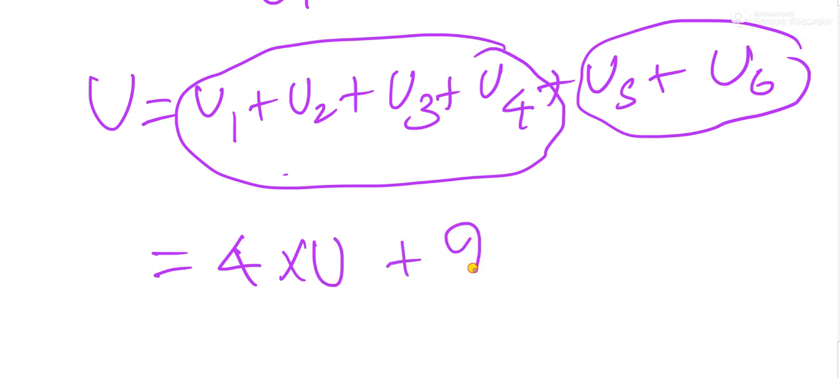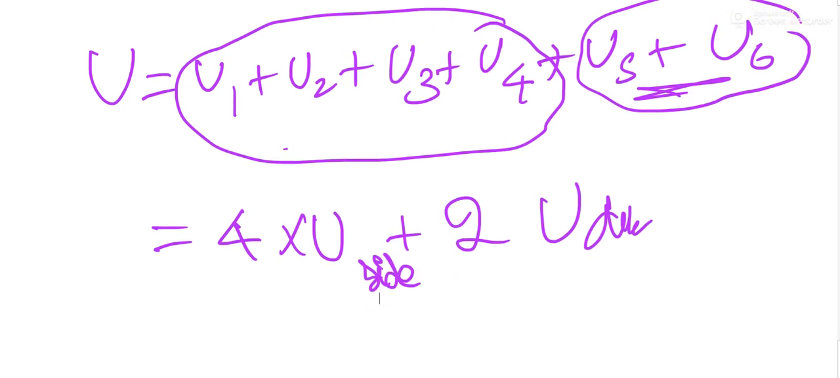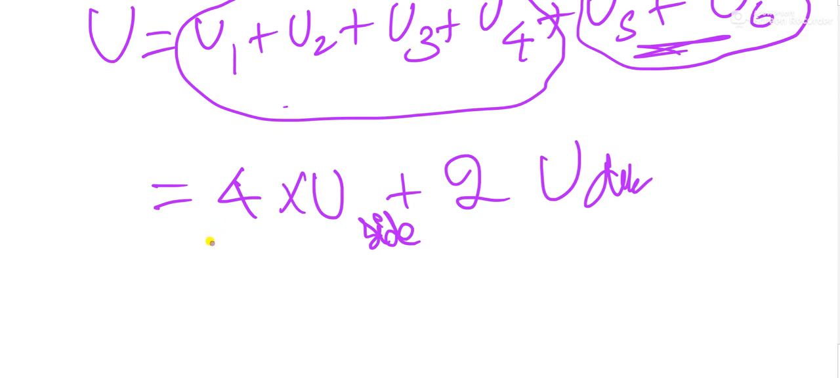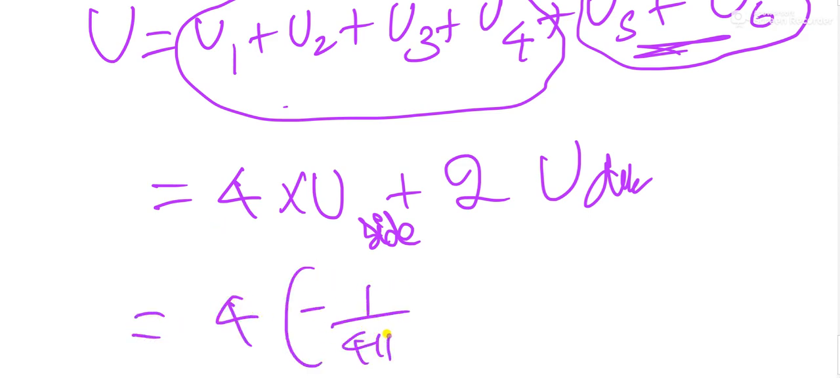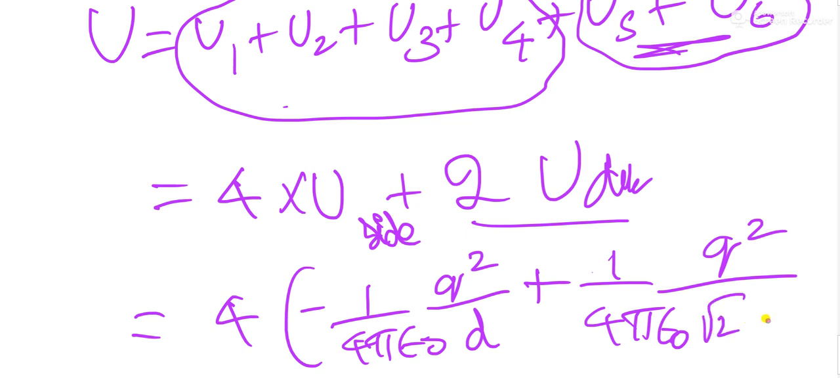Okay, and this is 2 times of this u. The diagonal side is going to be the side of the rectangle. Now we are going to see what the sides are. Already we have the solution: it's 4 times of minus 1 divided by 4 pi epsilon naught q square divided by d. This we will get plus only, because we know the equation already: 1 divided by 4 pi epsilon naught q square divided by root 2 times of d.